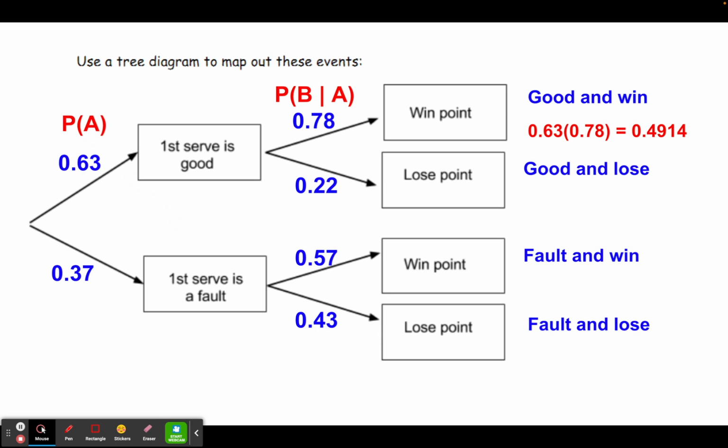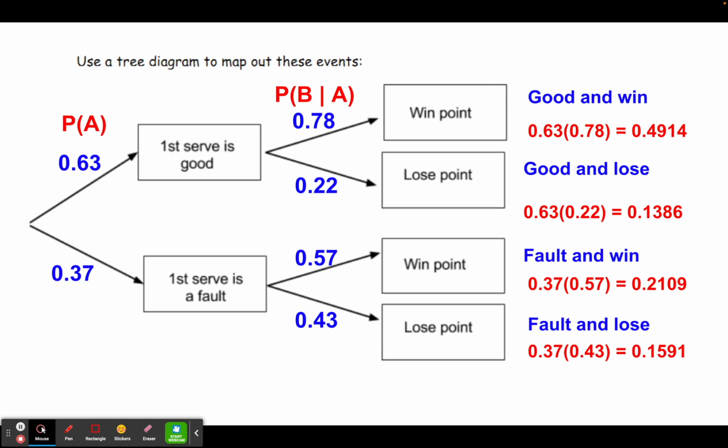So for good and lose the point, because we are going along this branch and then down to this branch over here, those would be the numbers that we would multiply together. So that product is 0.1386. Fault and win would be 0.37 times 0.57. Fault and lose would be 0.37 times 0.43. So we have four outcomes, four probabilities.